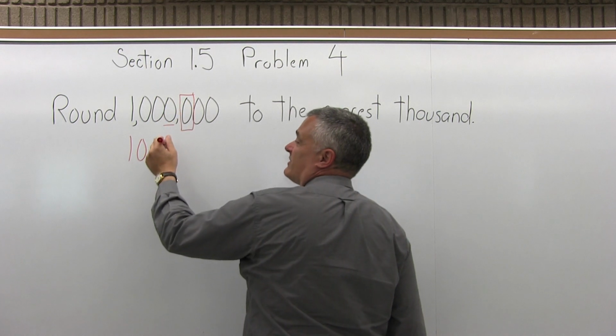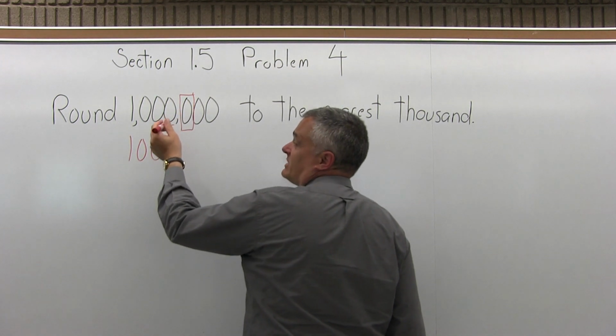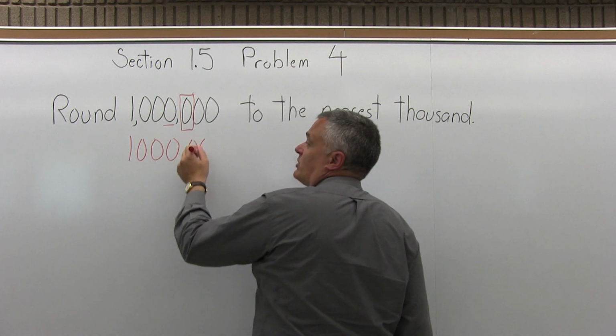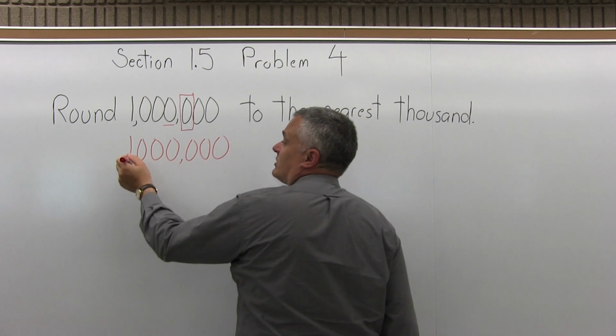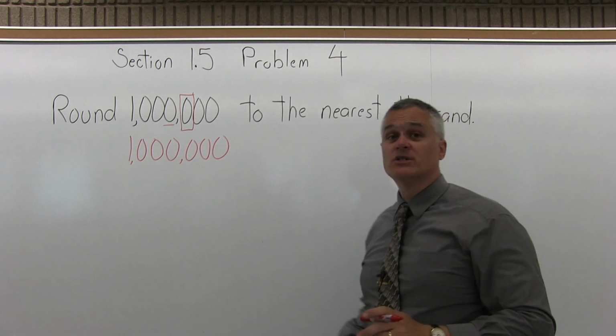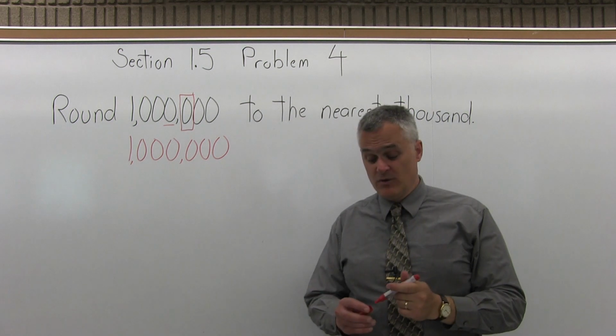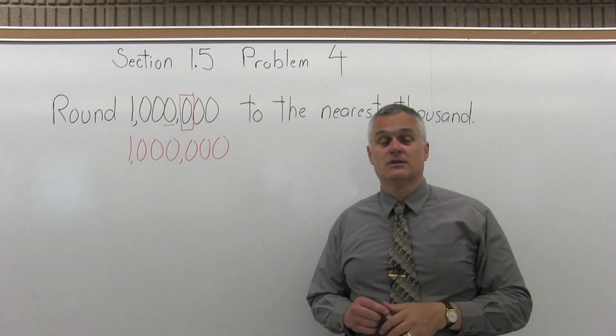But the digit to the right of it is not big enough, so it stays the way it is, which is a 0. And then when you round, everything after the position you're rounding to turns into zeros anyway. So the answer stays 1 million. 1 million rounded to the nearest thousand is still 1 million.